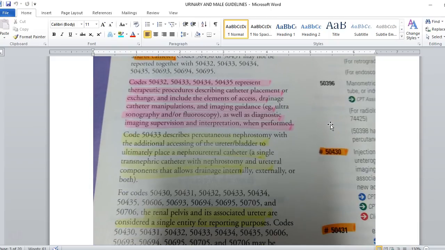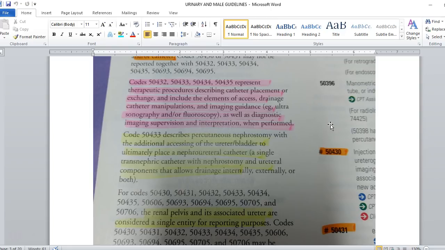It goes on to let us know codes 50432, 33, 34, and 35 represent therapeutic procedures describing catheter placements or exchange and include the elements of access, drainage, catheter maintenance, catheter manipulation, and imaging guidance, such as, again, sonography or fluoroscopy, as well as all diagnostic imaging and interpretation when performed. And the reason why is, again, we're dealing with some natural orifices here, so we can go in through the urethra, into the bladder, in the ureter, then into the kidney, okay?